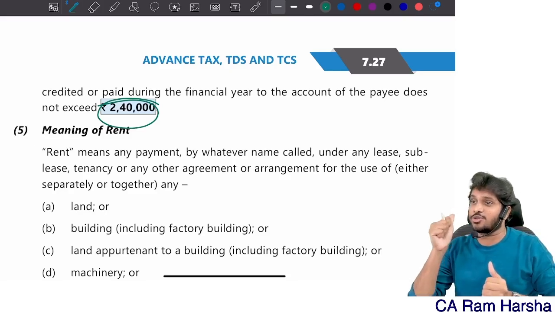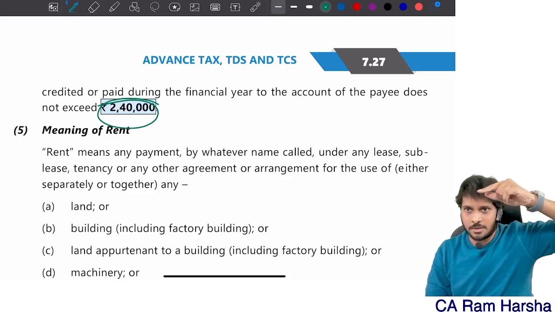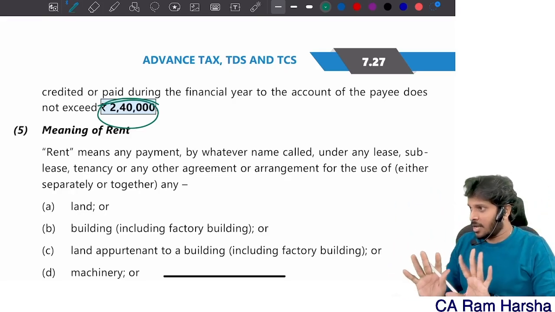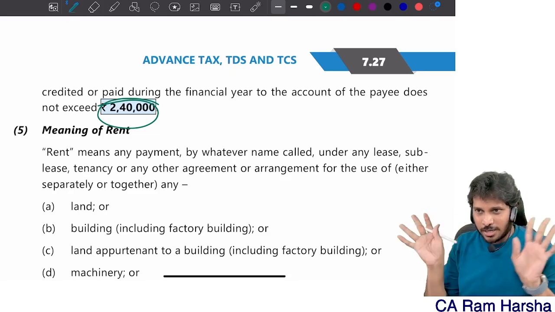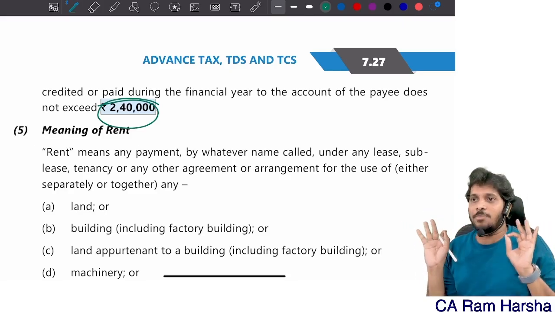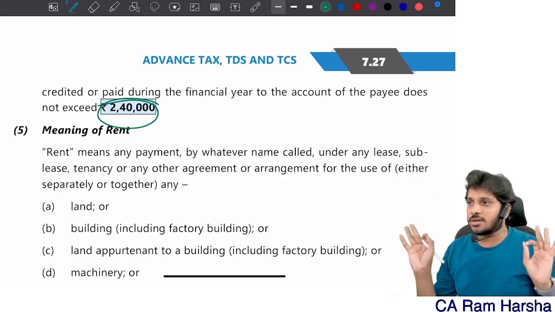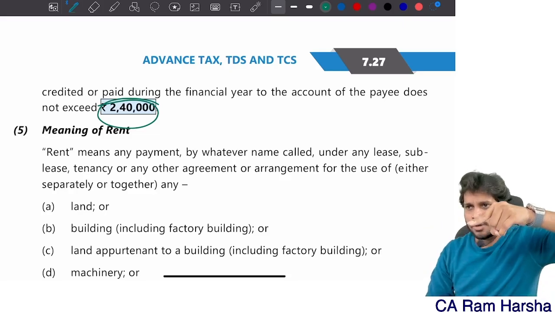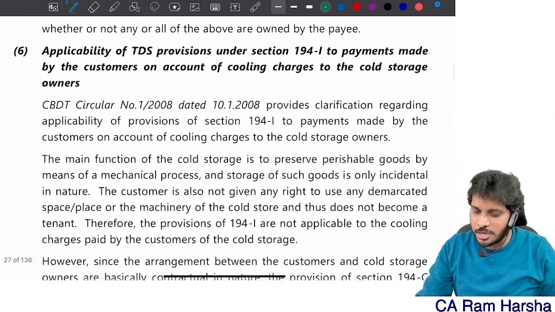Now at what rate should you deduct? On movable property rental income, 2%. On immovable property rental portion, 10%. That's it. Whether the 2,40,000 is for movable or immovable, that discussion will not come. When checking the 2,40,000 threshold limit, how much rent you paid to that single owner, you tell me. 2,40,000 crossed? Yes, crossed. Now deduct TDS. At what rate? Movable property rent, 2%. Immovable property rent, 10%. That's it. So I'm not repeating anything here.